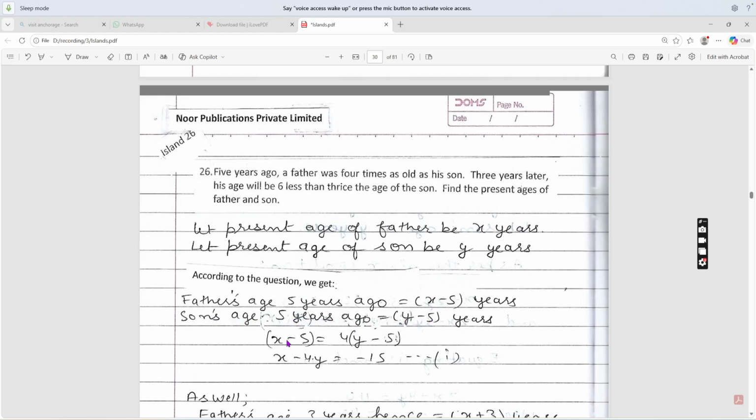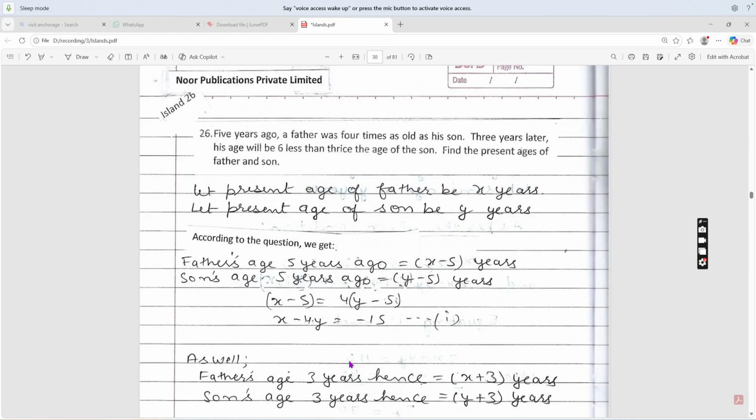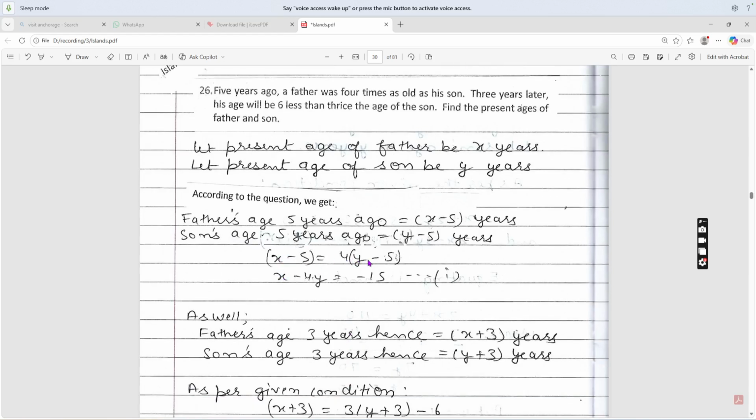As per the condition, it is clearly mentioned: 5 years ago, father was 4 times, standing for the sign of equality, 4 into his son's age. What is the son's age 5 years ago? y minus 5. And what is the father's age 5 years ago? x minus 5. So (x minus 5) is equal to 4 into (y minus 5). Now we are going to open the bracket. x minus 5 is equal to 4y minus 20, and x minus 4y would be equal to minus 20 plus 5, that is minus 15. It is just a shuffling only, so we can do it in a fraction of seconds.